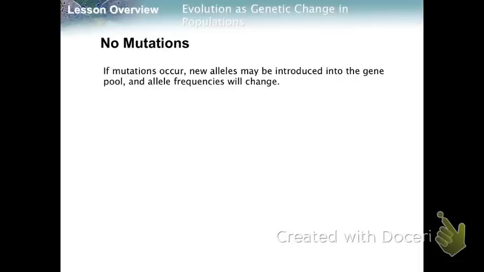The other one, no mutations. If mutations occur, you have new alleles that would be introduced into the gene pool. And we know, we've talked about mutagens, things that cause mutations. They're everywhere. And mutations just happen on their own. There are copy errors. So in order for Hardy-Weinberg equilibrium to be the case about a population, mutations cannot occur.